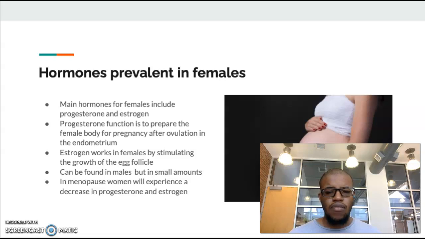As I said earlier, where men who have adrenopause will experience a decrease in testosterone as they age, as women age, they will reach a point where they experience menopause, where they will experience a decrease in progesterone and estrogen production. As you can see on the right, the image shows a pregnant woman, which estrogen and progesterone have a main function in helping the woman go through the process of reproducing another human.